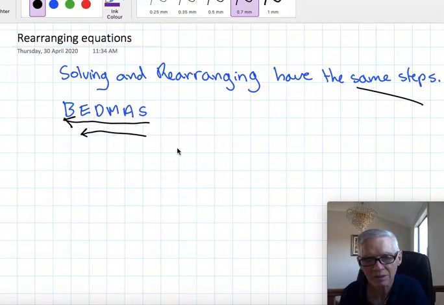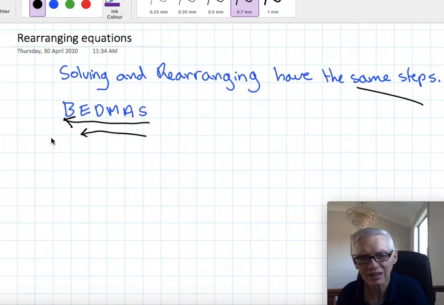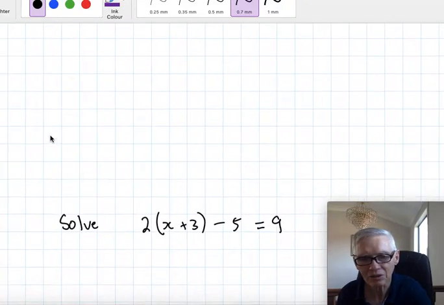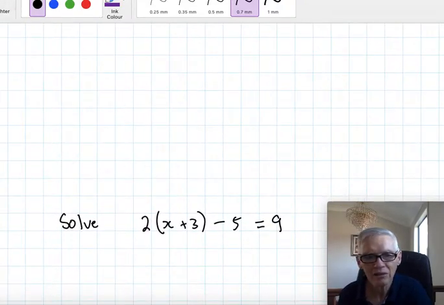We go backwards because we have to get rid of subtraction and addition first, then multiplication and division, then get rid of exponents, then brackets. So anything in brackets stays to the last. So let's have a look at this. We want to solve this equation. How do I solve this equation?